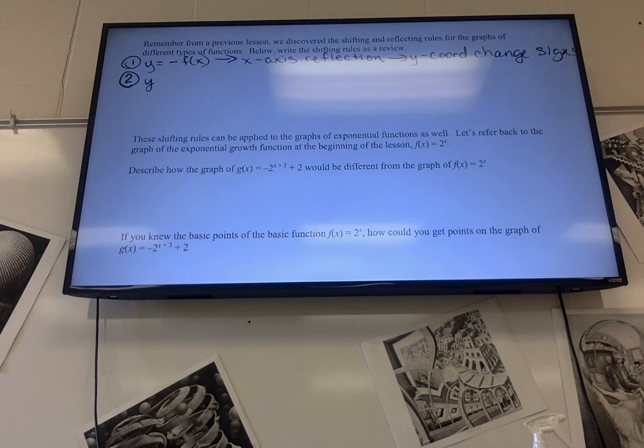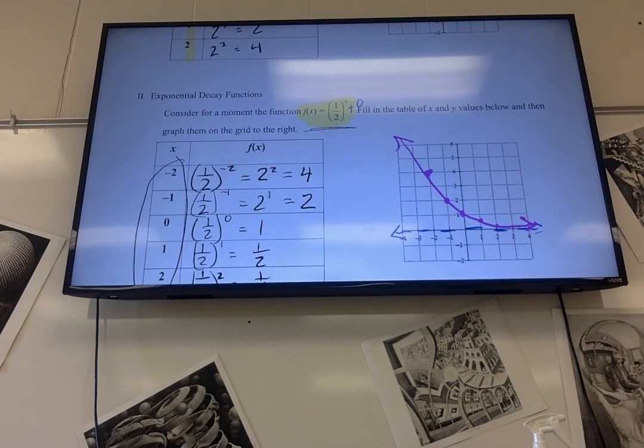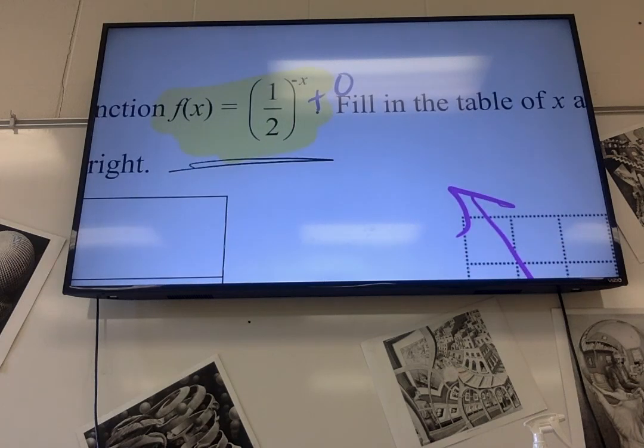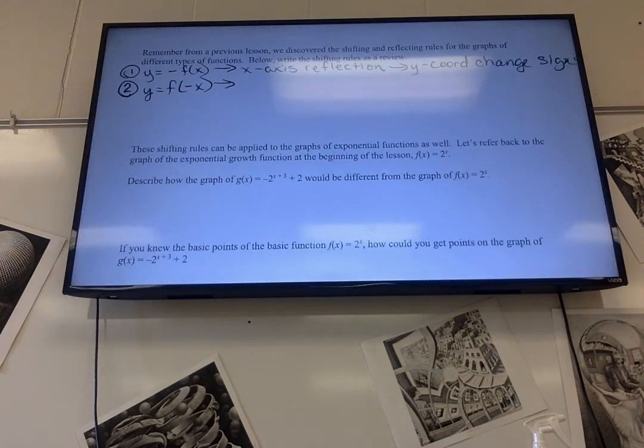If the negative is with the x, like if you had the negative right here with the x, then it's a y-axis reflection. So it's going to move left and right. It's going to flip across the y-axis. So the x-coordinates are going to change signs.